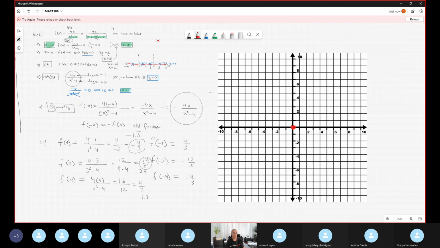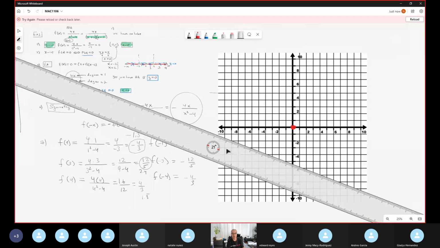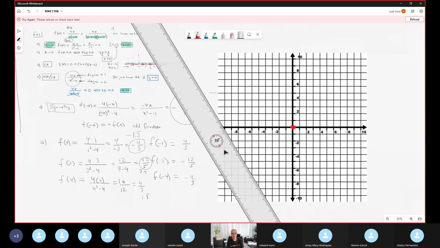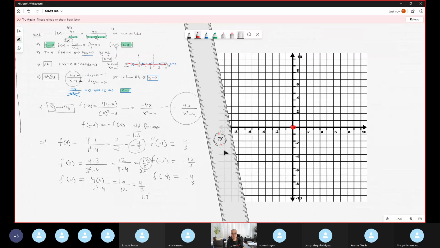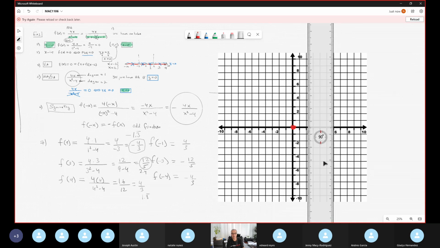And number 4, in step 4, we determine the vertical asymptotes. You have two vertical asymptotes. A vertical asymptote is a vertical line. Positive 2 and negative 2.